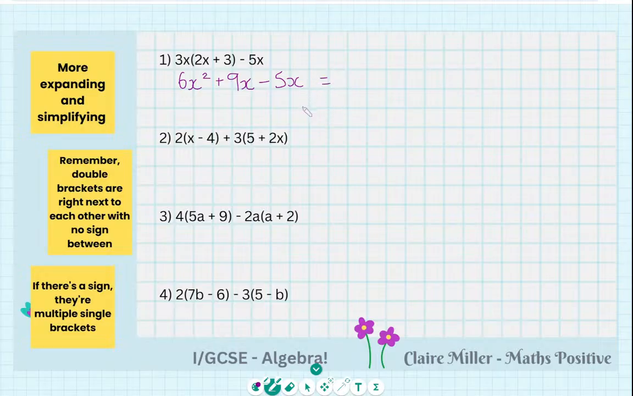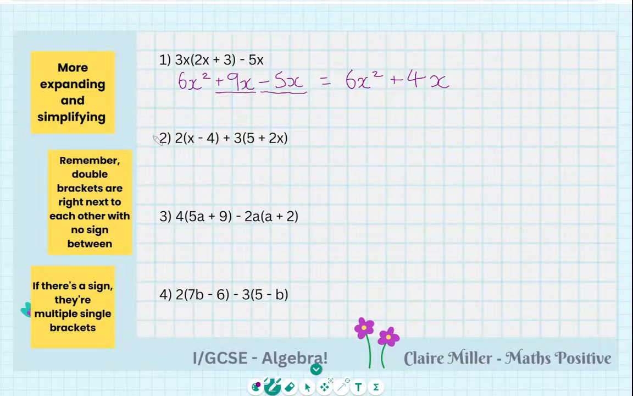And then when it comes to simplifying, x squared terms stay separate to x terms. So the 6x squared stays on its own. And then we've got a positive 9x take away 5x. So we need to think about what 9 take away 5 is. 9 take away 5, that's 4, positive 4. So that's how many x's we have. Okay, so these are not like terms, even though they both have x's in them. For them to be like terms, they need to have exactly the same combination of letters. And this has an x times x, whereas this one has just an x. So hopefully that makes sense.